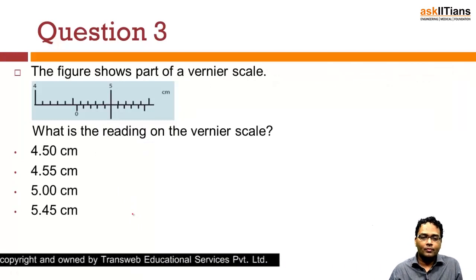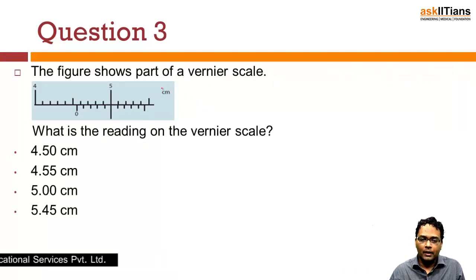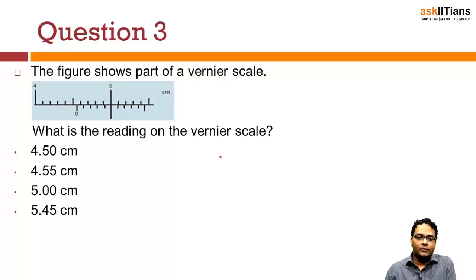The figure shows a part of a vernier scale. What is the reading on the vernier scale? Let's try to understand it. What is the reading that is coinciding? You can see that the coinciding division is exactly this one. Apart from this, is there any other division that is coinciding? No. Since there is no other division that is coinciding, what is going to be the value? The value is going to be given by 5 centimeters.